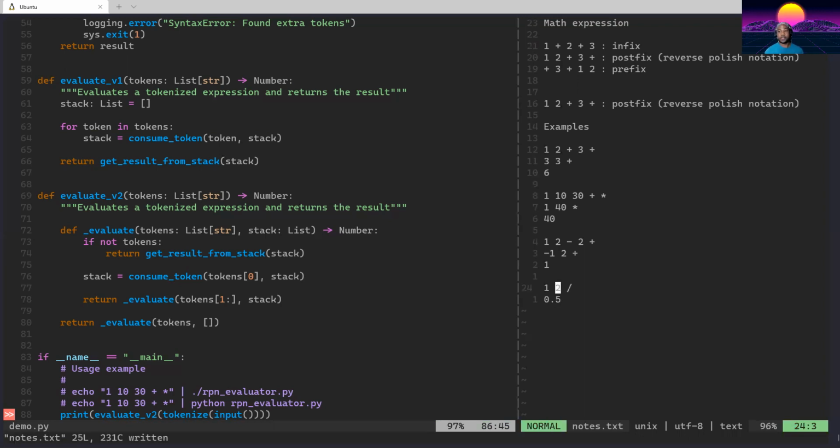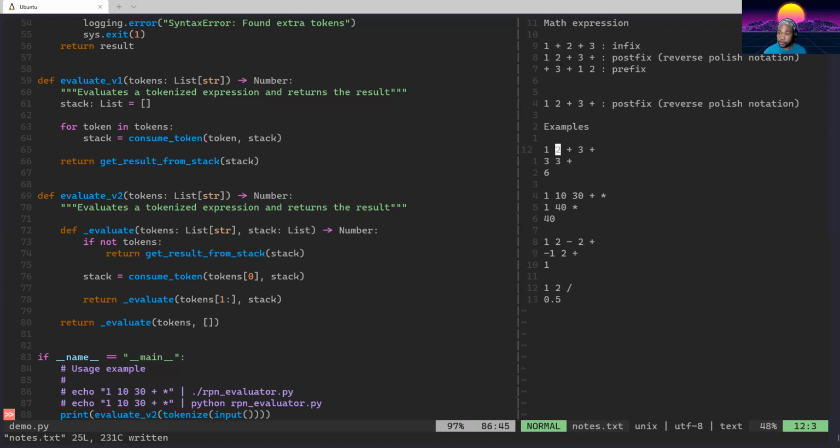One thing to note here is the commutative properties of these operations. Can you move the numbers without that changing the result or the meaning of the expression? For addition and multiplication, changing the order of the numbers doesn't matter. 1 plus 2 is the same as 2 plus 1.